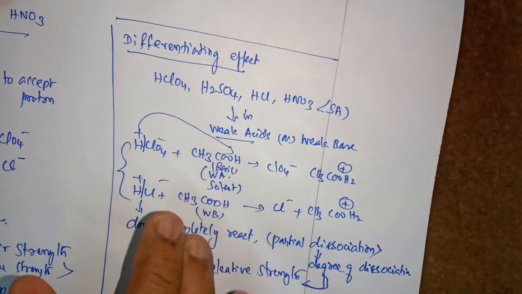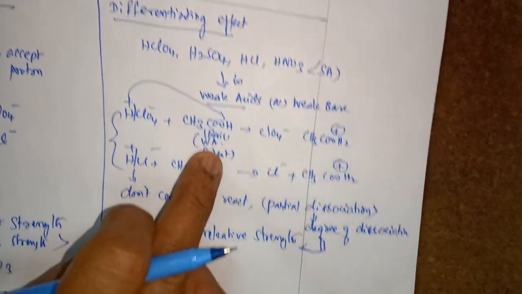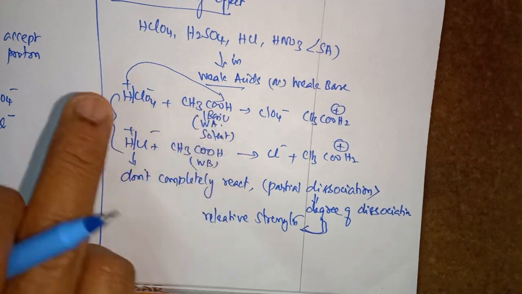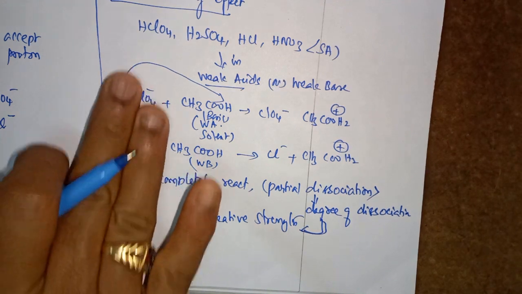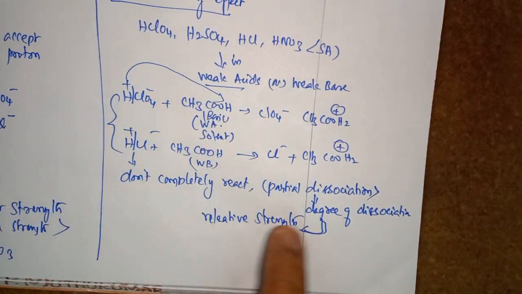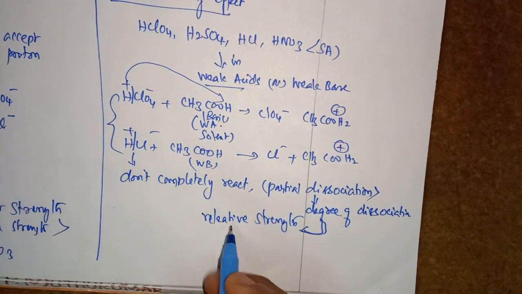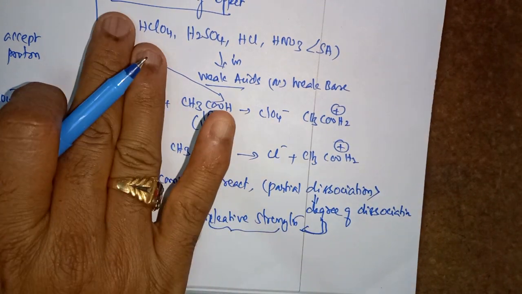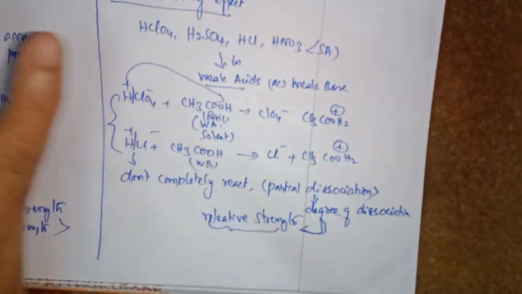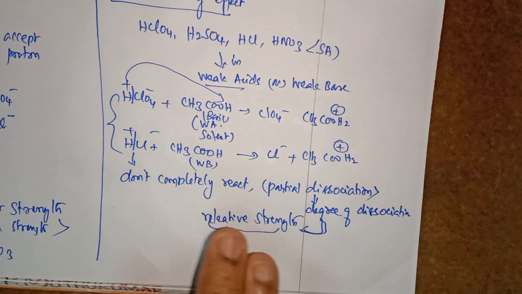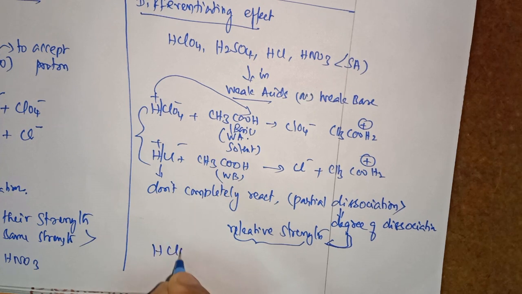What does relative strength mean? If I dissolve all these four in a weak acid such as acetic acid, this acetic acid will behave as a weak base and accept a proton from these. They do not undergo complete dissociation. So then the degree of dissociation for these is different. Based on the degree of dissociation, we can find out the relative strength. In leveling effect all these have the same strength, but here they have different strengths. So we can differentiate their relative strength.